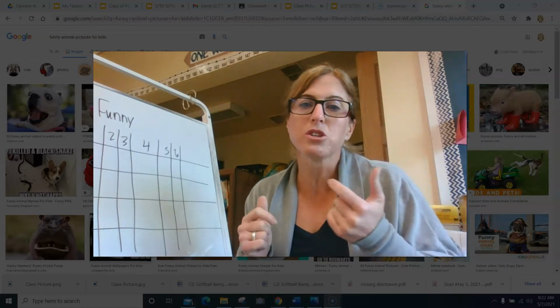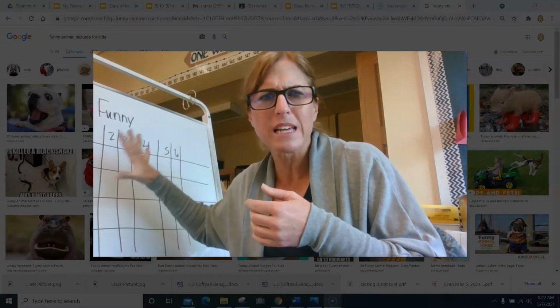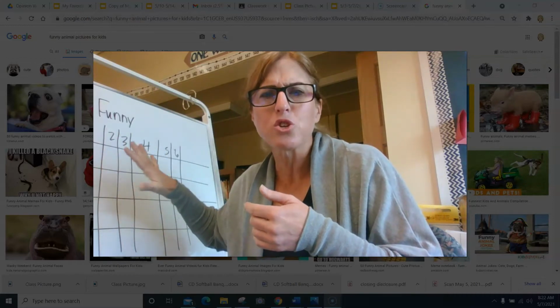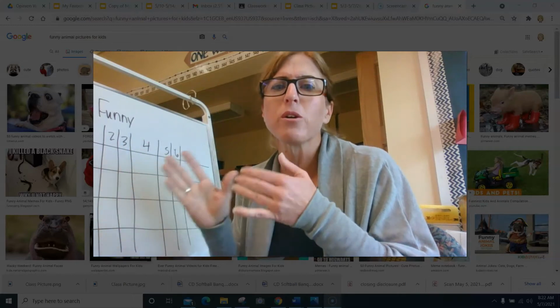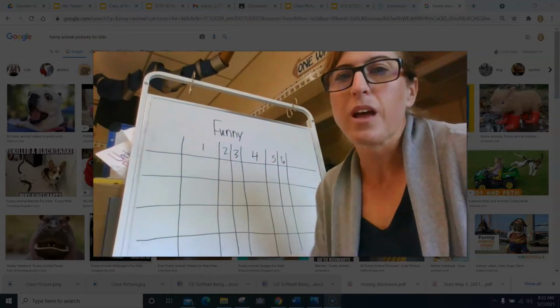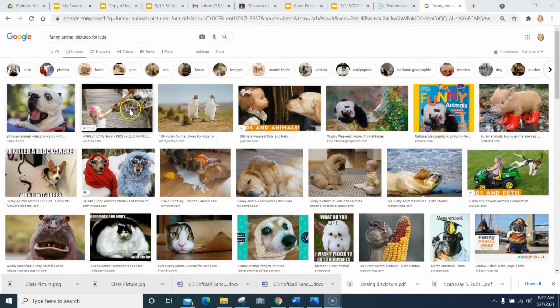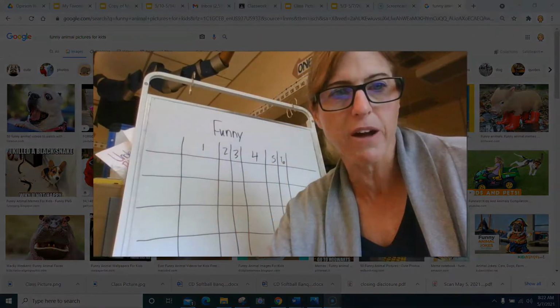So today what we're going to do is make a graph, and I want to show you the things that I want you to be really careful to not do before we go and look at a good graph. Okay. So the first thing is, I want to show you what we're going to graph today. I love animals and I love things that are funny. So we are going to graph the type of animals that came up when I just typed in funny animal pictures for kids. Right? I said we could basically graph anything. So that's what we're going to do. And let's say this is what I'm going to graph, and now I'm going to make my graph.